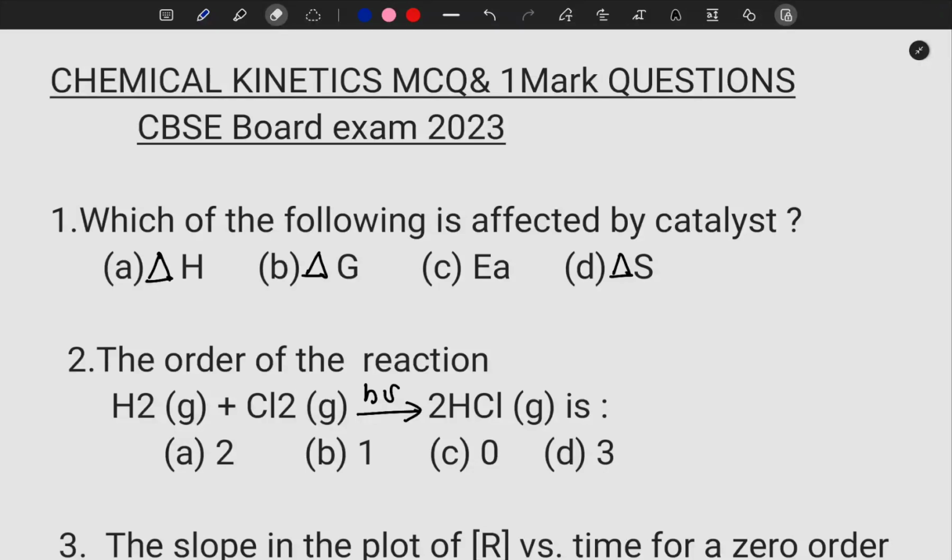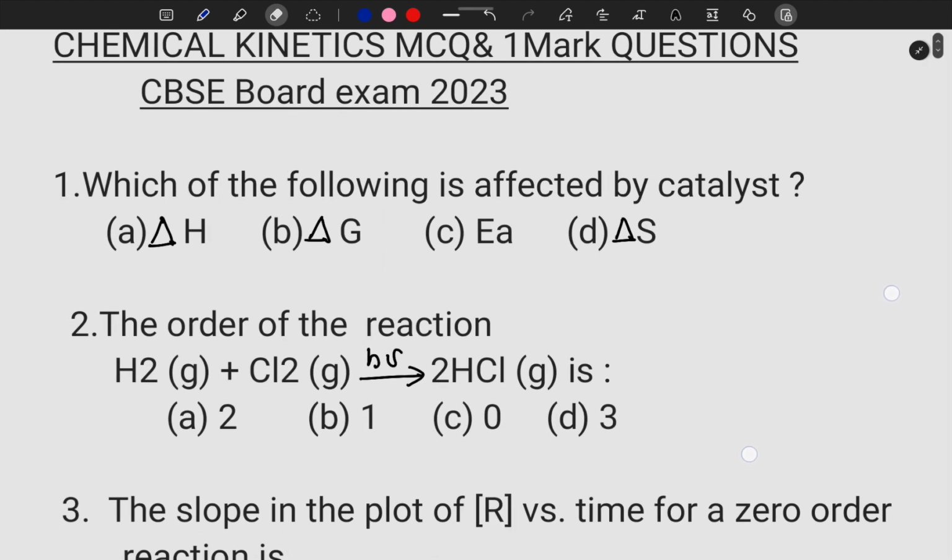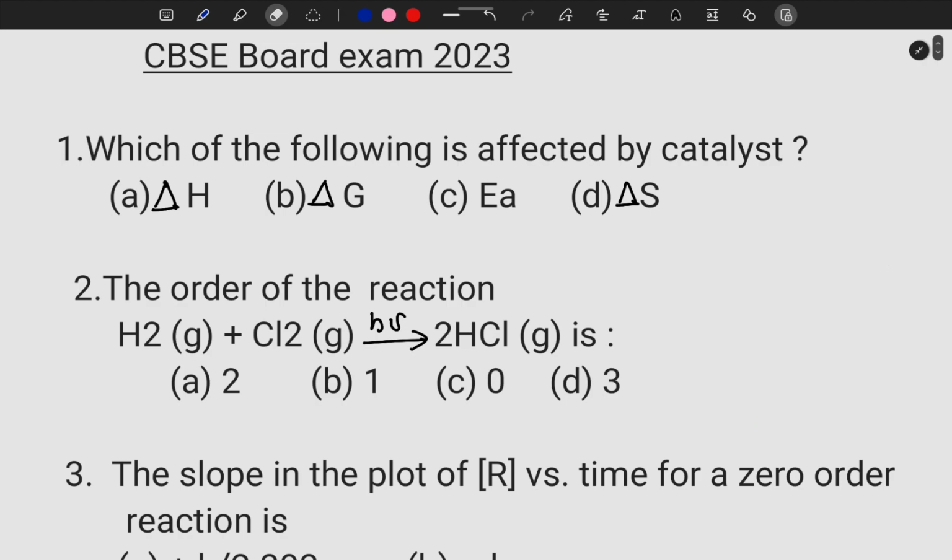Chemical kinetics questions from last year's CBSE board exam 2023. Which of the following is affected by a catalyst? Delta H, delta G, Ea and delta S. A catalyst cannot change the enthalpy or Gibbs energy or entropy, but a catalyst reduces the activation energy by taking an alternate pathway for the chemical reaction. So it affects the activation energy.